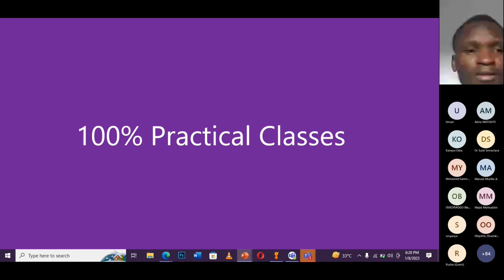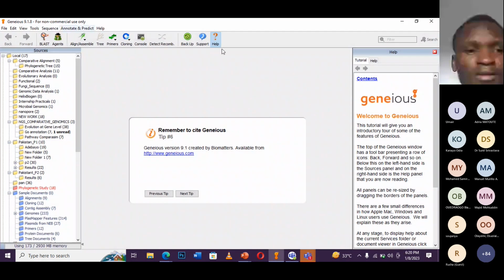Now, the practical sessions. There is a software I'm going to show you. This is Geneious software. Can you see? You can actually download it. I could provide a link for you to download the software online, but you cannot activate it. You need to buy the activation key, and the activation key costs $400.